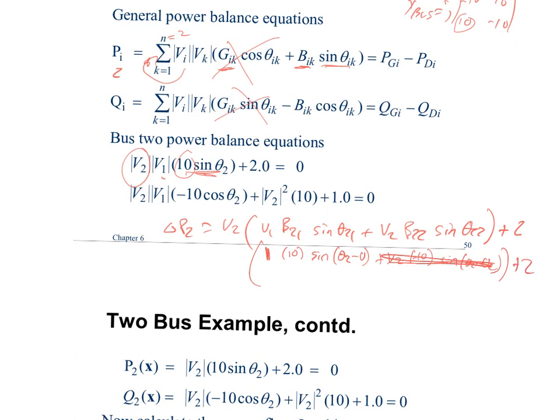And then plus 2. So if I collect my terms, I've got V2, V1, which we said is 1, times 10 sine of theta 2, plus 2, which is that equation there. It shows V1 there, right? But in this case, if V1 is equal to 1, you actually could get rid of the V1 equation as well. Doesn't make a difference. Questions on how to do that?